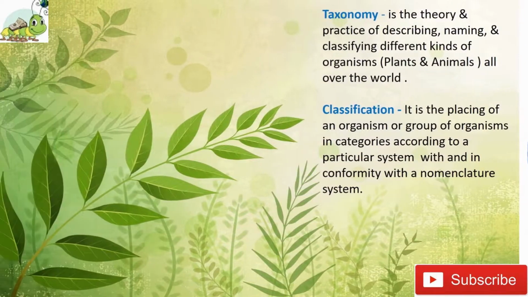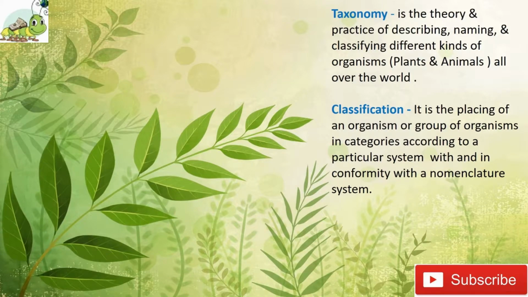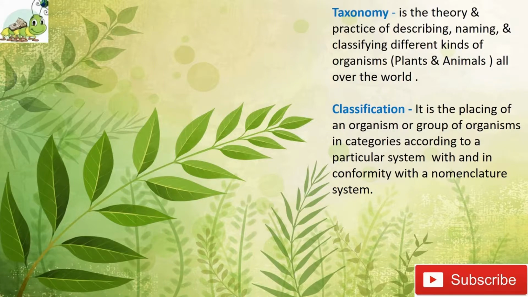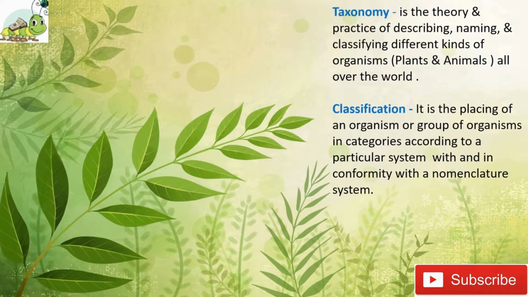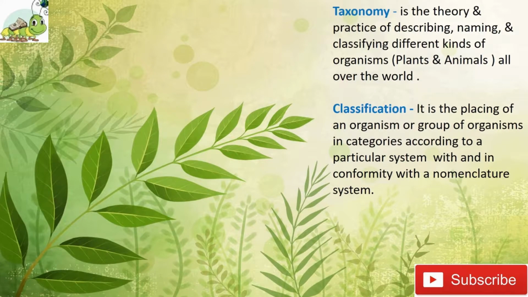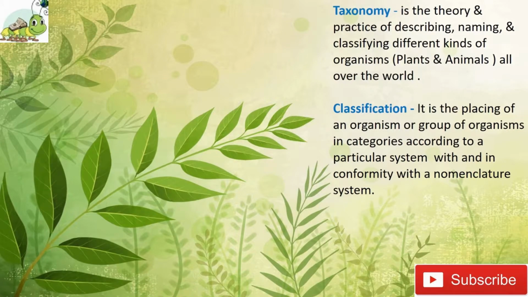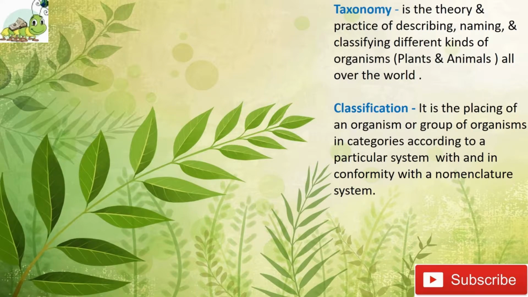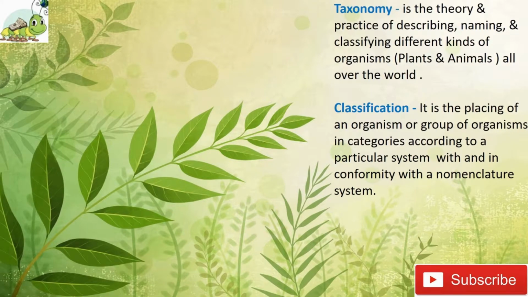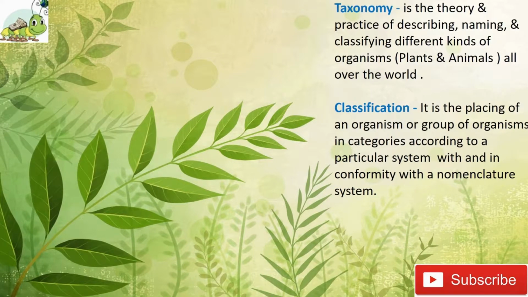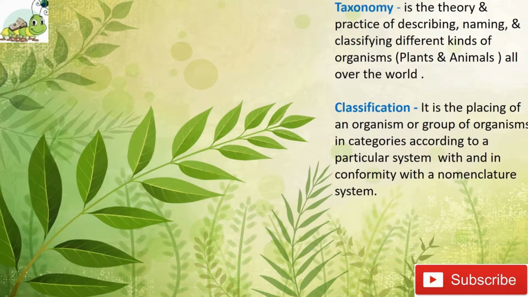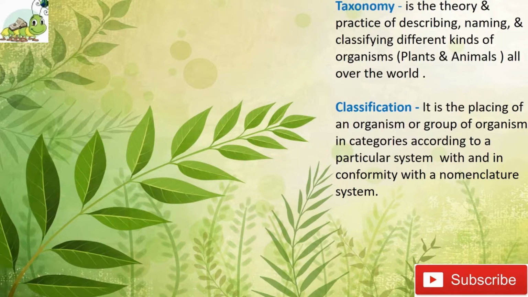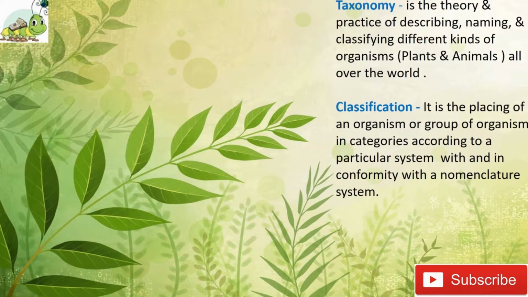Then what is taxonomy? Taxonomy is the theory and practice of describing, naming, and classifying different kinds of organisms, that is plants and animals, all over the world. It is the branch of biology concerning the study of classification according to their resemblance and differences. All living organisms can be classified into different taxa. The process of classification is taxonomy.